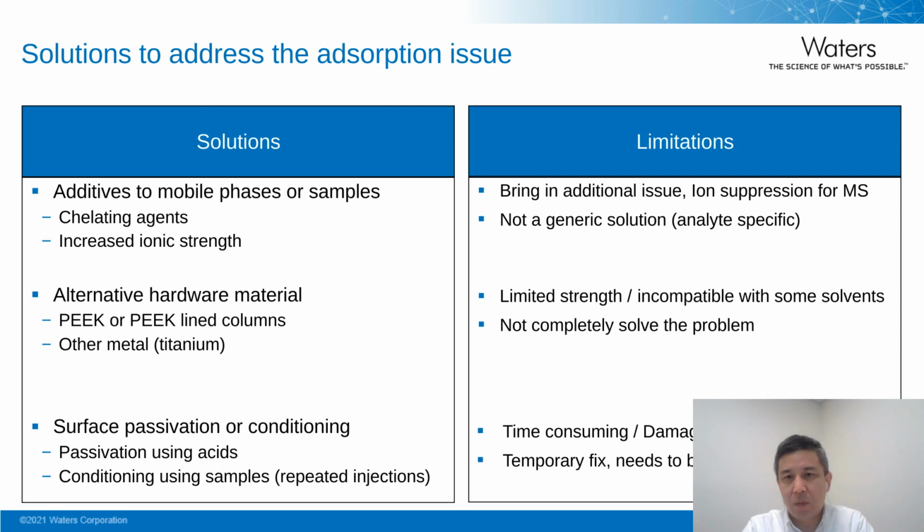The third approach is that people can use passivation or conditioning. So passivation using acid can remove the metal ions on the surface, but it's often time consuming and could damage the system or column. And conditioning with a high concentration of samples or standards sometimes does help to reduce the adsorption, but it's a temporary fix and needs to be repeated frequently to maintain the effectiveness. So there's a need for a more universal or permanent solution to this issue.